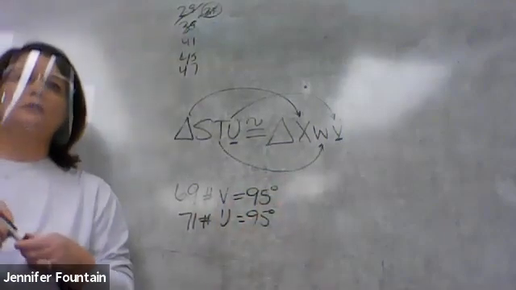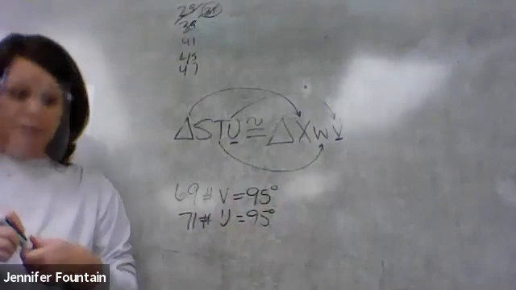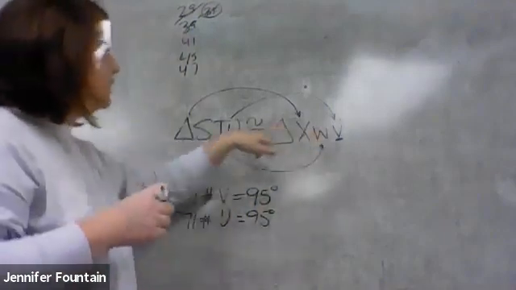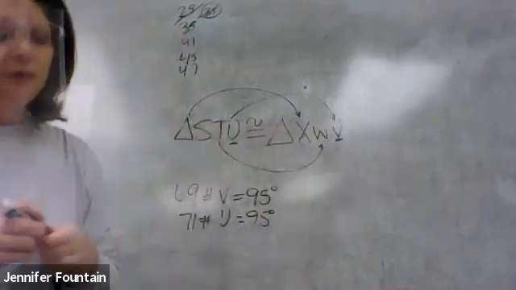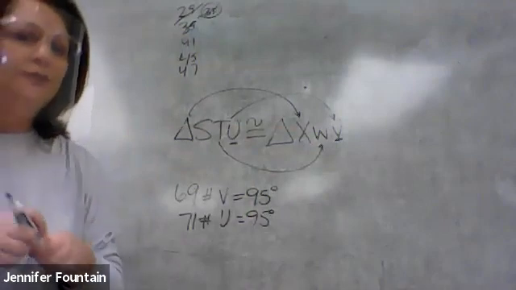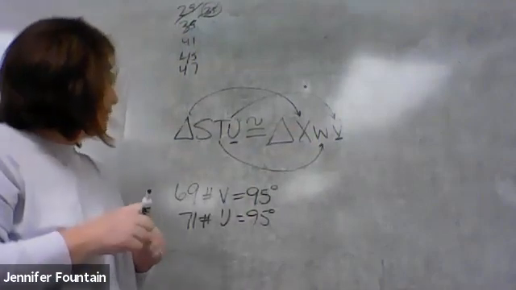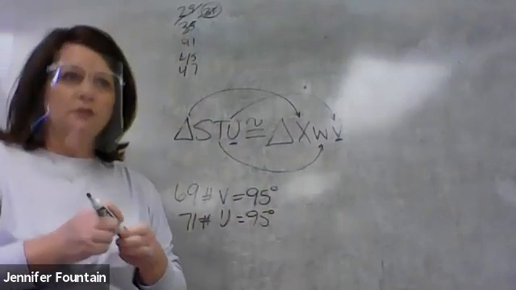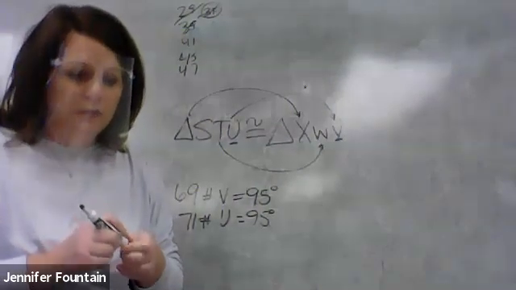You good with that? Those two are congruent. U and V are congruent. And in number 69, you found out that V was 95 degrees. So if V is 95, U is also 95 degrees. Where did you get the 95 from?